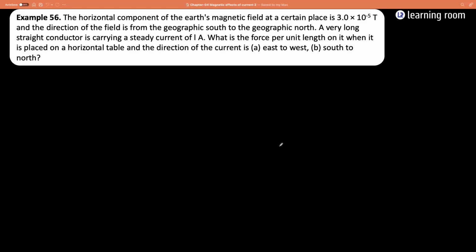So write down this one. Try this one, sorry. The horizontal component of the Earth's magnetic field at a certain place, BH, is equal to 3 into 10 power minus 5 Tesla, and the direction of its field is from geographic south to the north. A very long straight conductor is carrying a steady current of I. What is the force per unit length on it when it is placed on a horizontal table, and the direction of current is from east to west, and secondly from south to north?